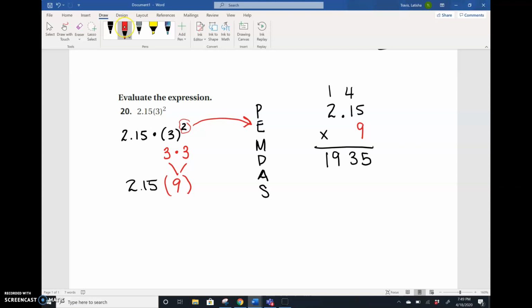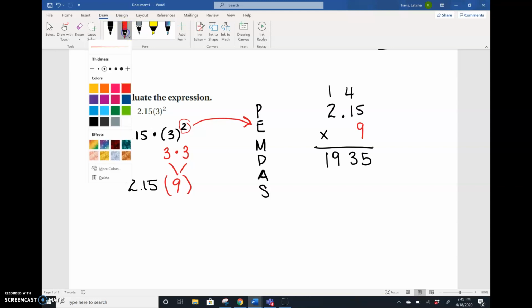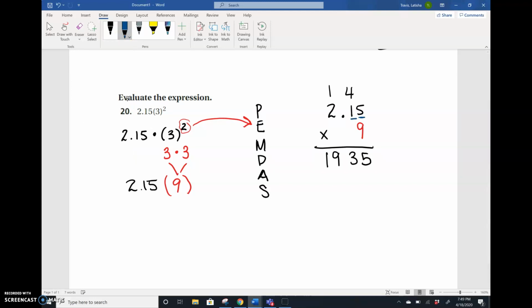The next step in multiplying decimals is to count the number of digits behind the decimal in the problem. Let me change the color here. We have 2 digits behind the decimal in the problem. So we need 2 digits behind the decimal in our actual answer. So that means my decimal is going to go right here. So the final answer, when we finish evaluating this expression, is going to be 19.35.